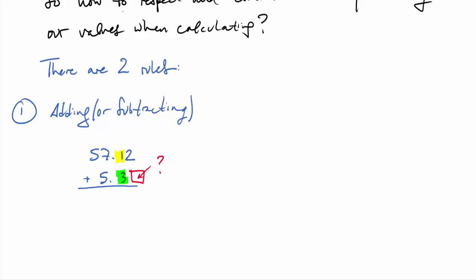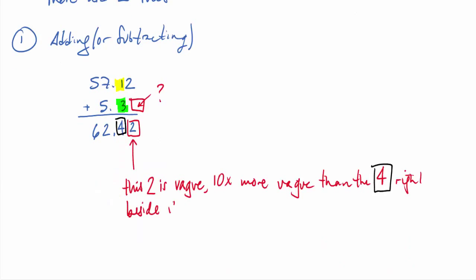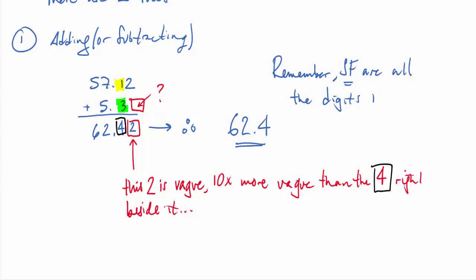If you have a look here, when you add these numbers up, that 2 is totally uncertain, and the 4 is even uncertain too, because it came from the uncertain 1 and 3. So this 2, actually think about it, it's so vague, it's even 10 times vaguer than the 4 to its immediate left, the one I'm just drawing the black box around here. So that means, remember, significant figures, we're allowed all the numbers we know, that's the 62, and just one number that we estimate, that's the 0.4. So all the digits we know and one that we estimate.